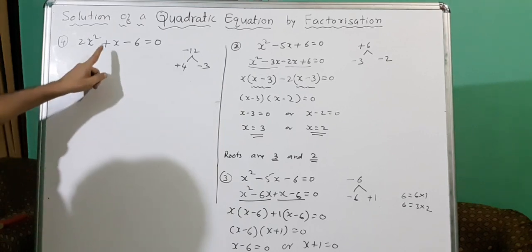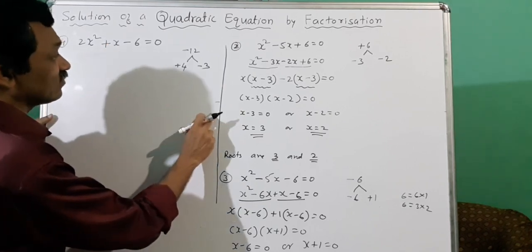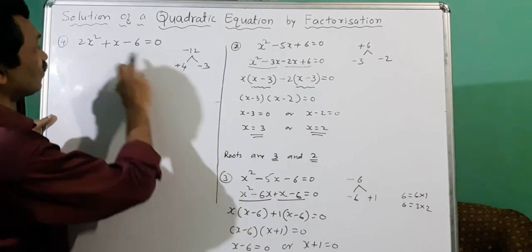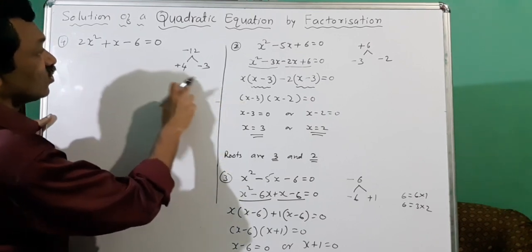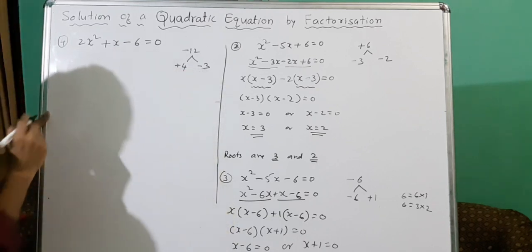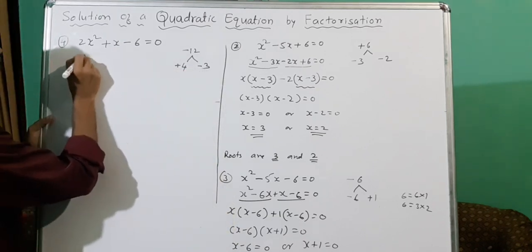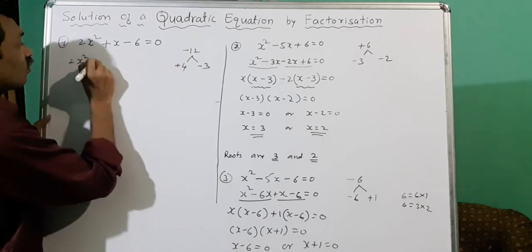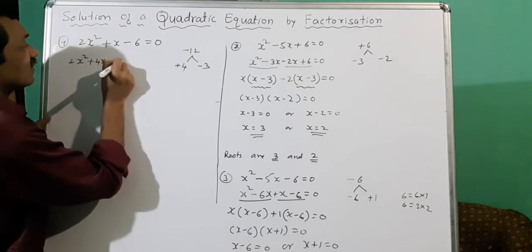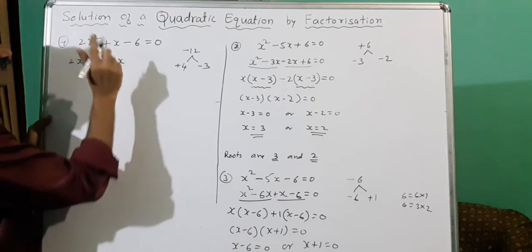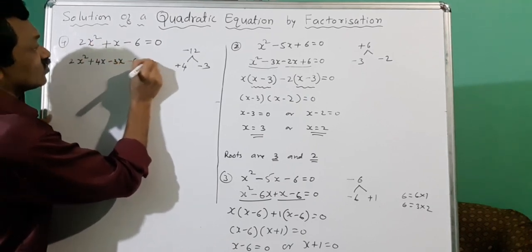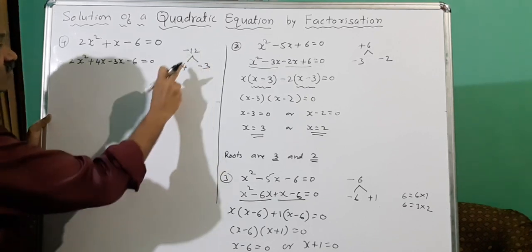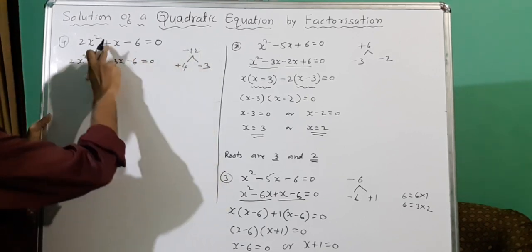Okay. Suppose it was 11, then we could have taken 12 and 1. If it was 2, then 6 and 2. If it was 4, then 6 and 2. So it is 1, therefore 4 and 3. And therefore I am writing 2x square, this x as plus 4x minus 3x. See, 4x minus 3x is 1x. Minus 6 is equal to 0. Okay, so 4 3s are 12, and 4 and 3, plus 4 minus 3, gives us 1.